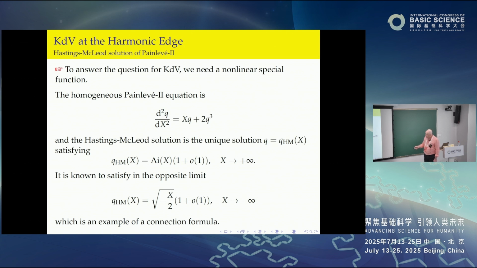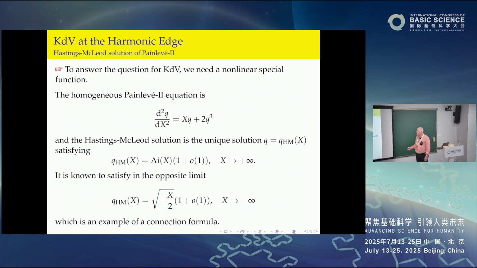And the fact that it's known that going from here to here, you can write both of these formulas consistently, that's what's called a connection formula in the theory of Painlevé equations. It's a big deal that we can do that. So anyway, that's the Hastings-McLeod solution. It kind of looks like a square root in the left-hand direction. And in the right-hand direction, it decays like an Airy function.